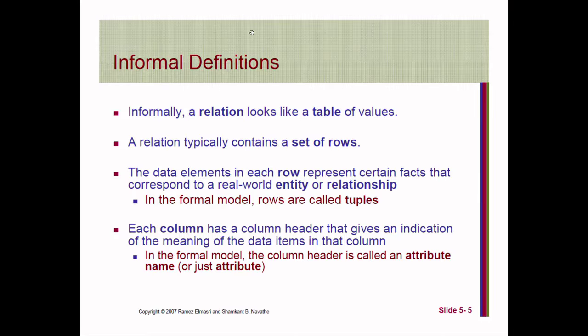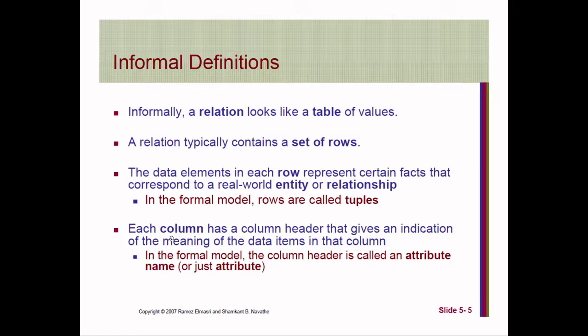Okay, so some definitions. A relation is what we call a table. So a relation is basically a table of values, and a relation contains a set of rows and also a set of columns. Now each row represents a particular real world entity or relationship, and in the relational model a row is called a tuple. Rows are called tuples in the formal model.